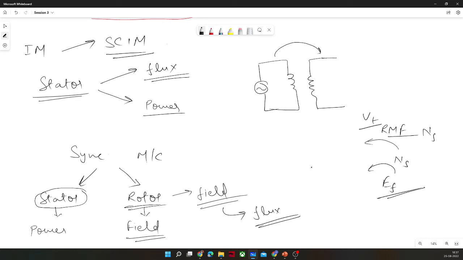So that's why we do not care about load angle in an induction machine. Is that answer clear, or do you want some more clarification?